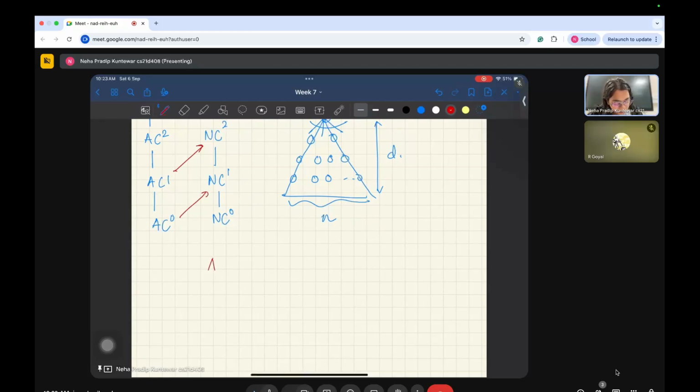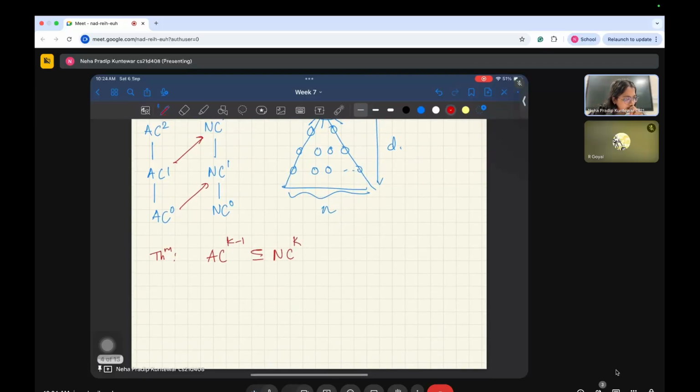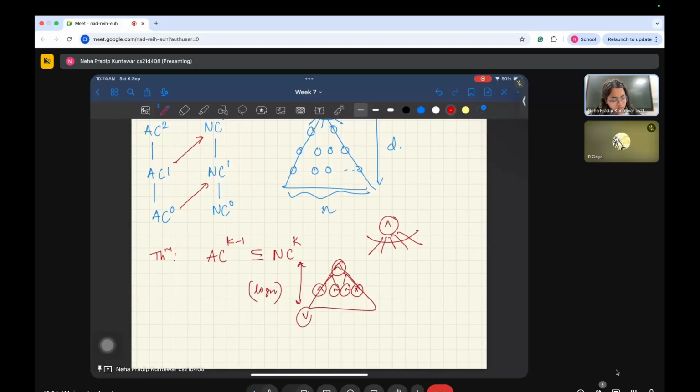This is a general theorem that AC^(k-1) is contained in NC^k. The idea is that for every unbounded fan-in gate, we're going to break it into a circuit of bounded fan-in. We will argue that it will not blow up the height each time by more than a factor of log n. This is something we will do at every gate.